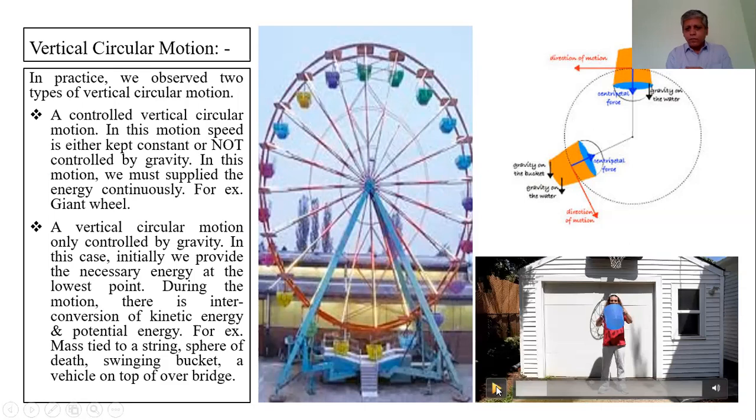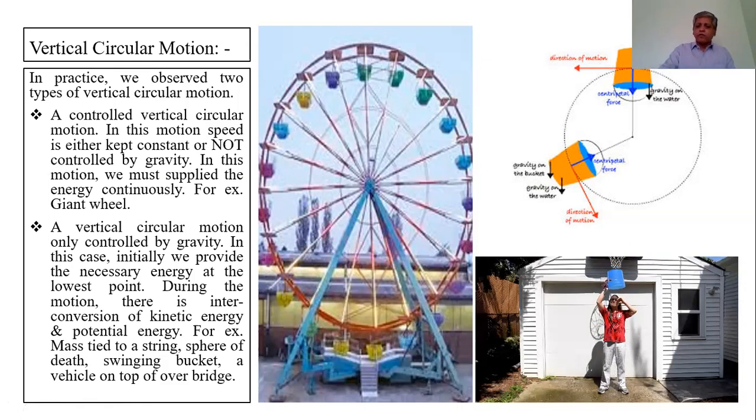Here, that man takes the bucket directly upwards. At that time, the water falls down. See that. In that case, why does the water fall down? Since there is no vertical circular motion here, due to the gravitational force, the water falls down.